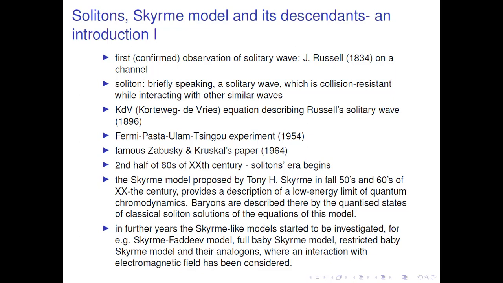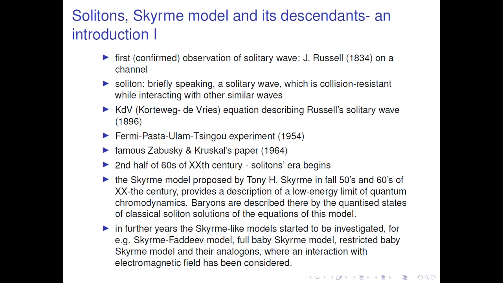The first equation describing solitons was, of course, the Korteweg-de Vries equation. In 1954, the so-called Fermi-Pasta-Ulam-Tsingou experiment was done, and 10 years later the famous Zabusky-Kruskal paper was published. This paper shows a connection between the Fermi-Pasta-Ulam-Tsingou experiment, the KdV equation, and of course the solitary wave discovered by Russell. So the second half of the 60s of the 20th century begins the soliton's era.